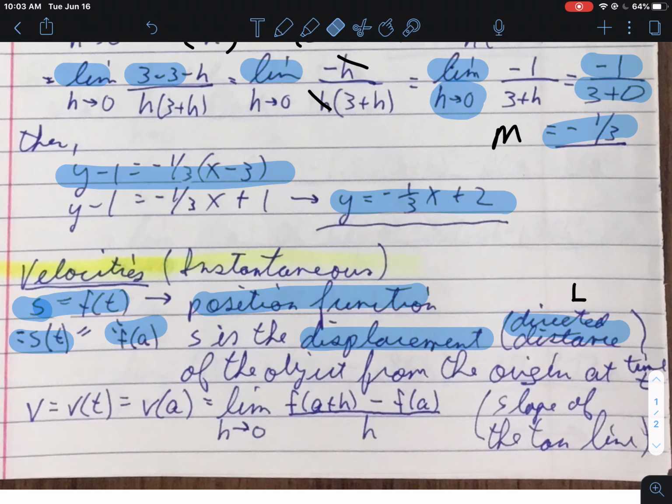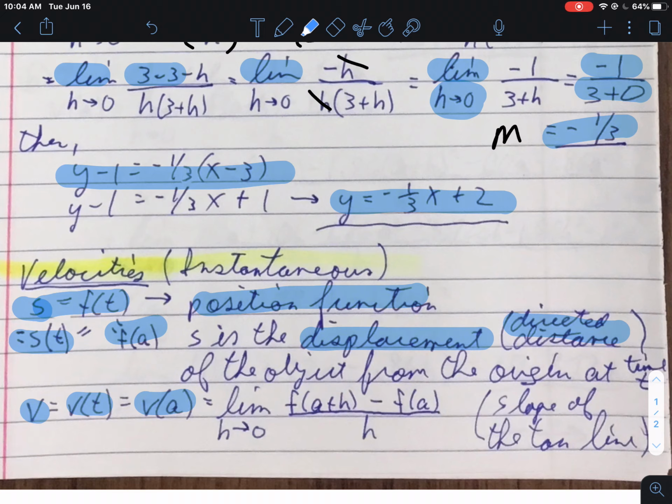We'll talk more about that later as we get into application type stuff, right? But I want to be clear on the language here. All right, so we're using S for position. We actually do use V for velocity. So when we talk about our rate of change in the position function, that's your velocity. So call it velocity function V, or V of t, velocity at time t, or velocity at time a in this case where we plug in a specific a value.